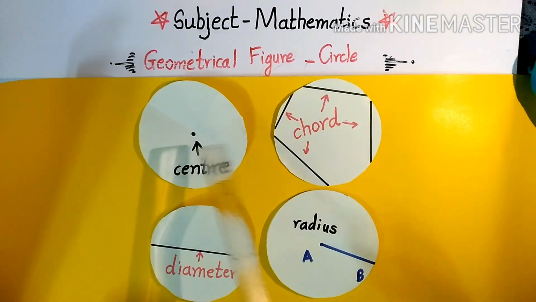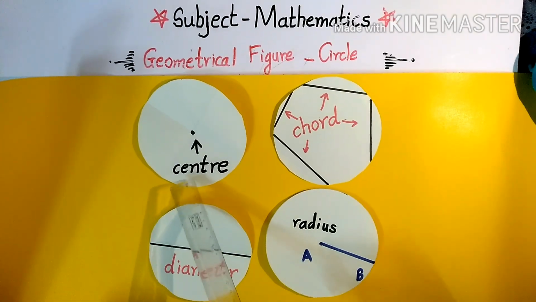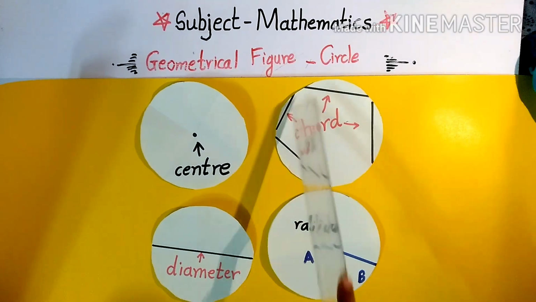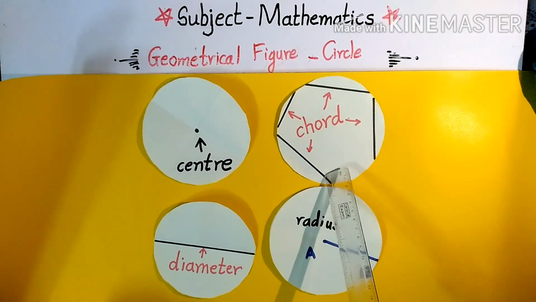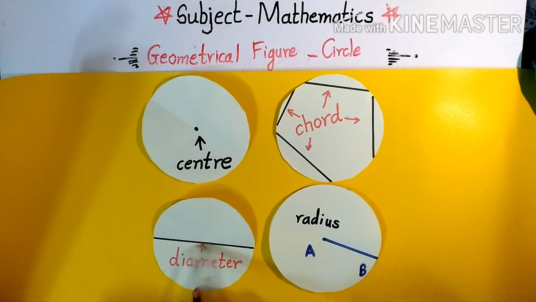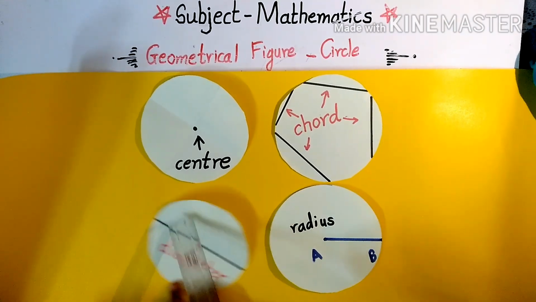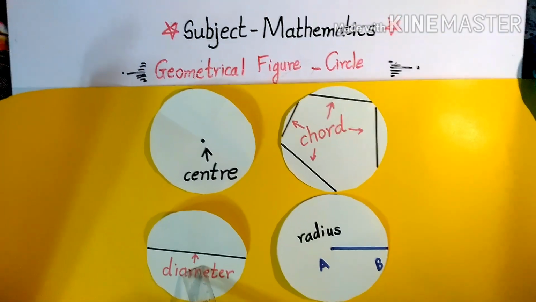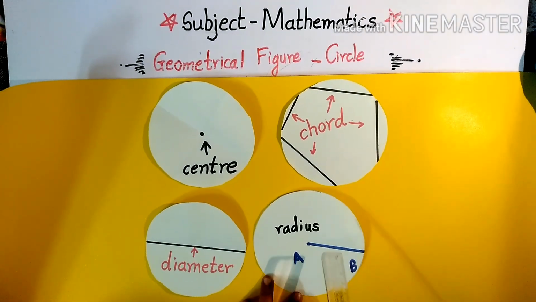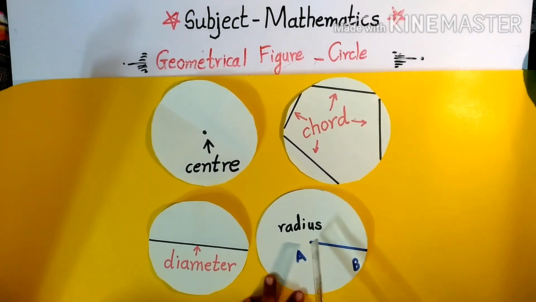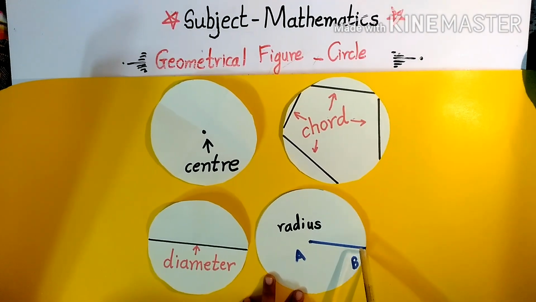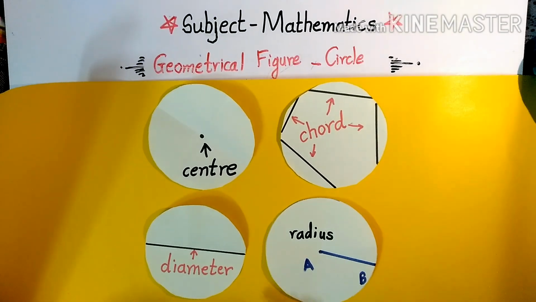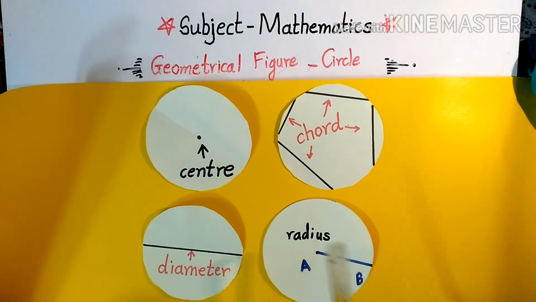Students, today we learn 4 parts of the circle. This is the center of the circle. These are chords of the circle. This is the diameter of the circle. The middle line of the circle is called diameter. This is diameter. And this is radius. The line which we draw from the center till the edge of the circle is called radius of the circle. These are 4 very important parts of the circle.